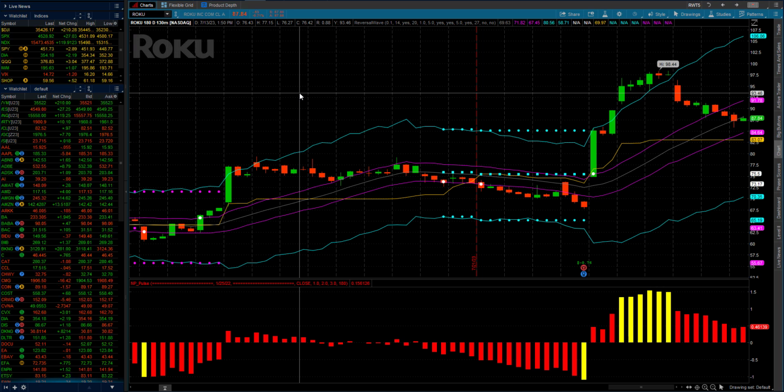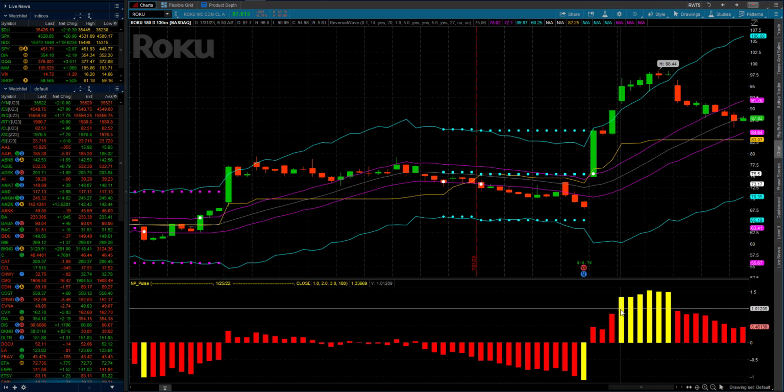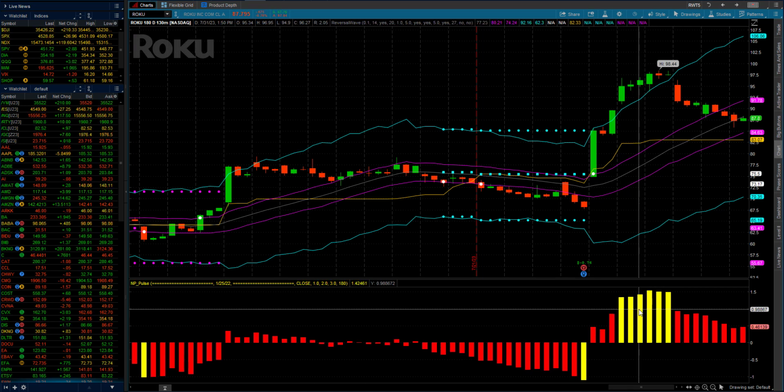And the whole thought process behind the trade is looking at the 130-minute chart here earlier this week. Look at how we had those 6 yellow bars on the pulse indicator.